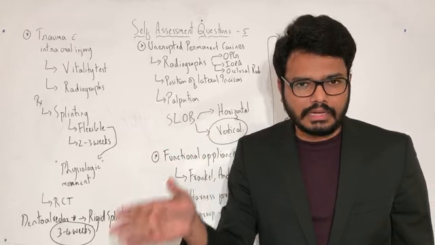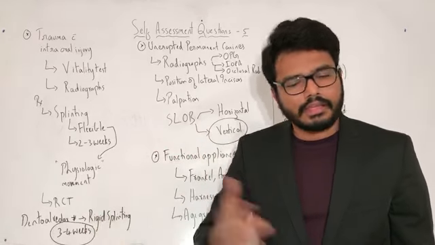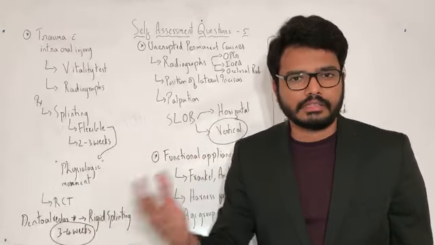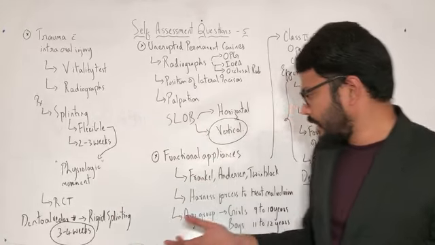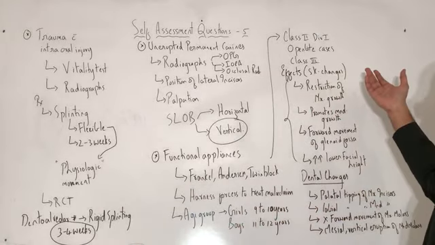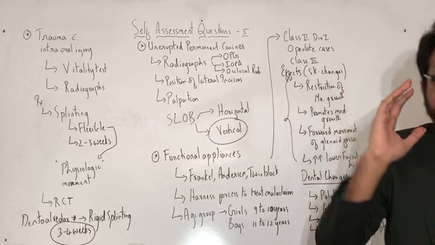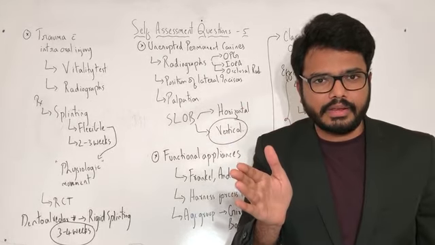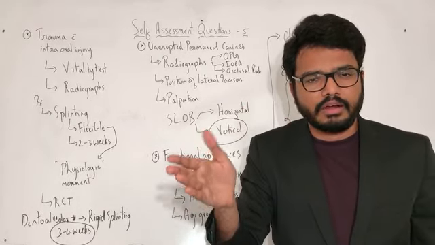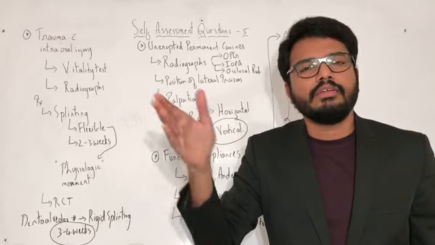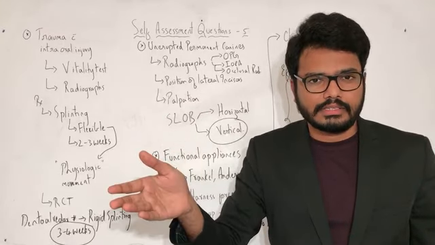In case of girls, it is 9 to 10. In case of boys, it's 2 years later on average, that is 11 to 12 years, right? And finally, we have also gone through the cases where these functional appliances can be indicated: Class 2 Division 1, cases of open bite, even cases of mandibular prognathism, right?